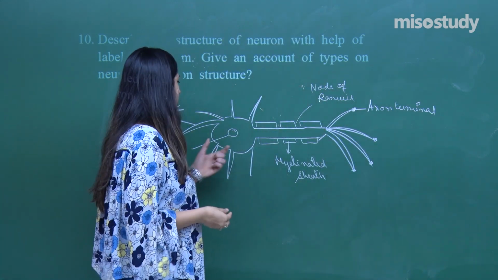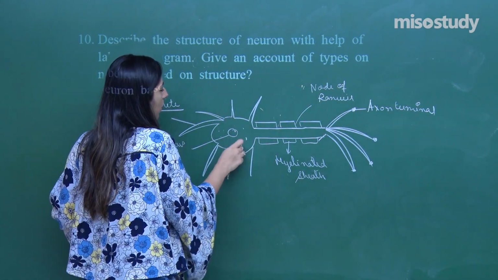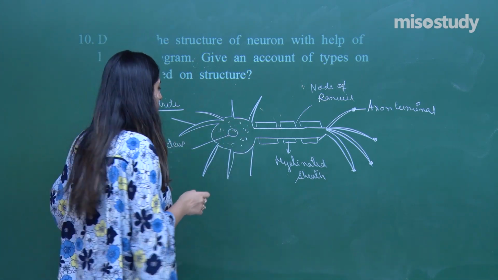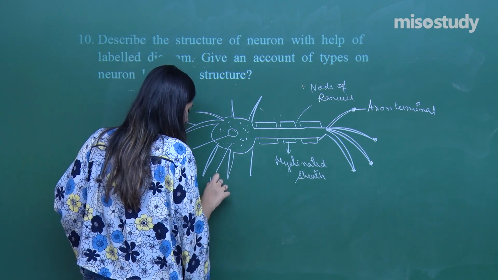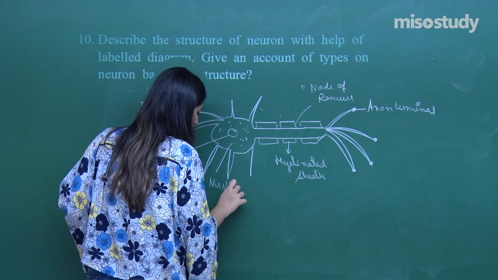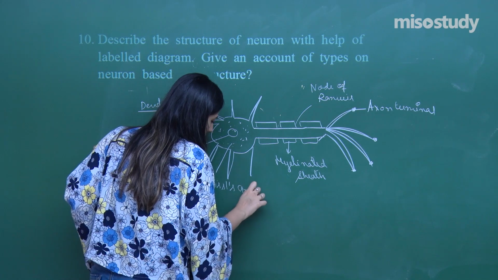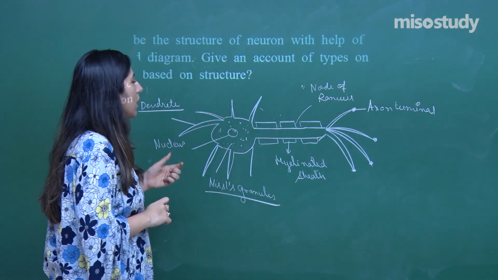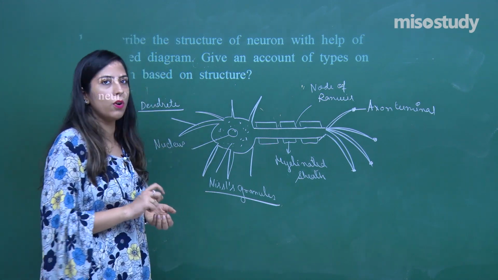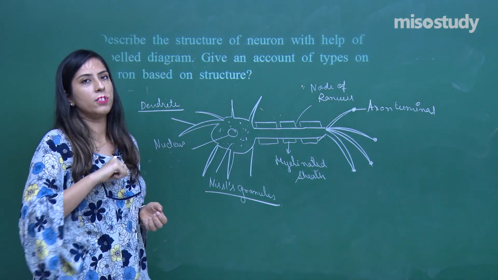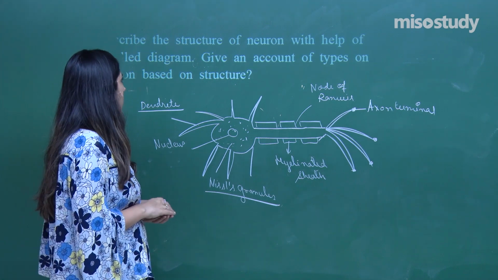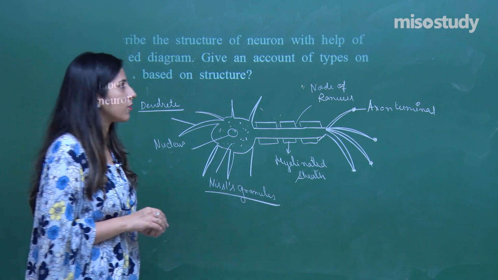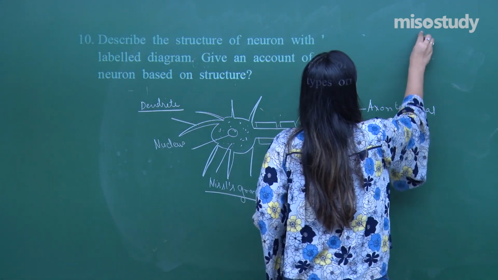Right. The cell body has the nucleus present in it. In this, the Nissl granules are present. So this is the overall structure of a neuron. In the session, we have discussed the structure of a neuron in detail. Now we have to give an account of the types of neuron based upon structure. So, types of neuron.